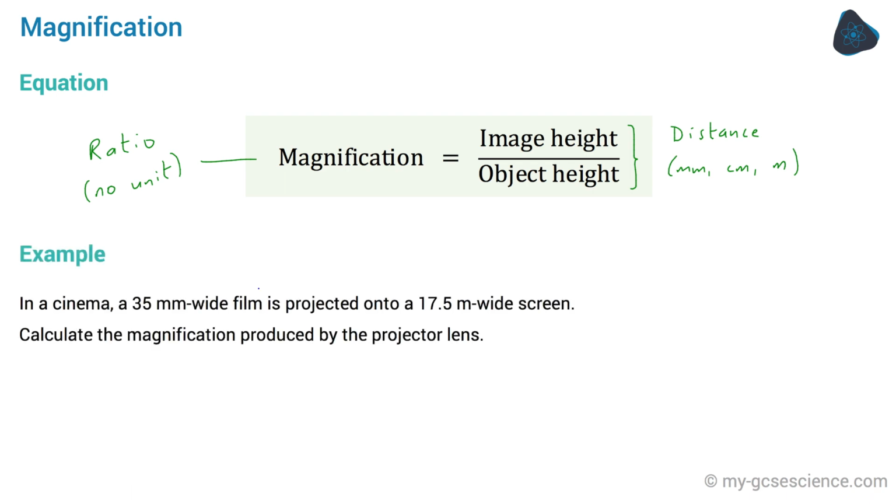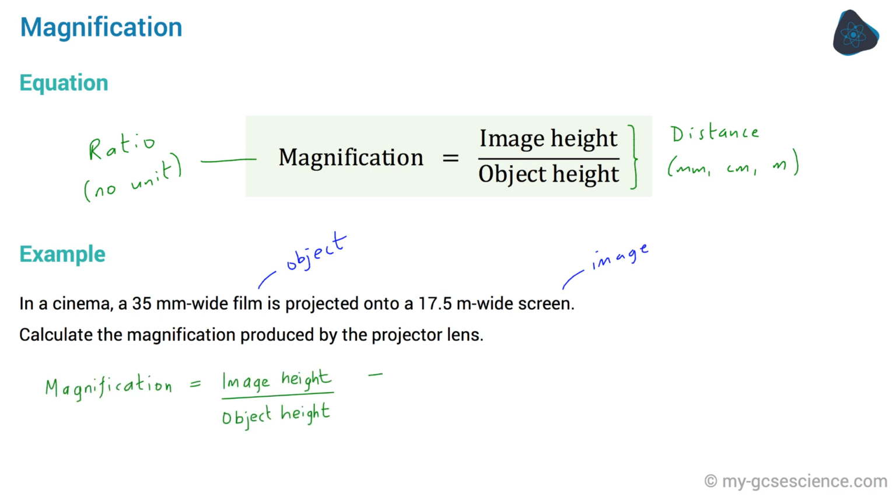Hopefully you'll see here that the film, which is the object, is being projected onto the screen, which is where the image will be formed. Using our equation then, and keeping the distances in meters, on the top line we have 17.5, and on the bottom line 0.035, which is just 35 millimeters in meters, which gives an answer of 500. Remember that to convert 35 millimeters to meters, we just divide 35 by 1000 because there are 1000 millimeters in a meter, which is where we got our 0.035 from.